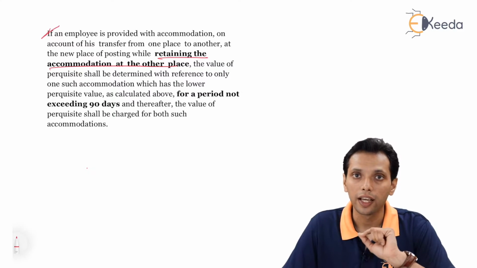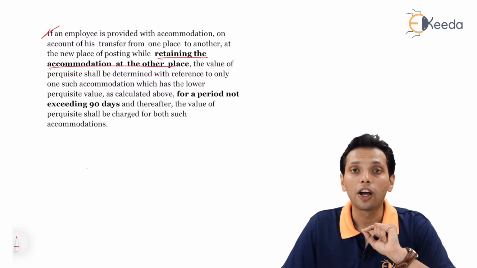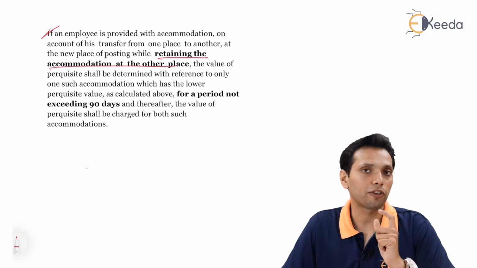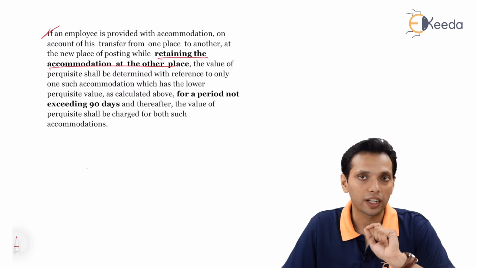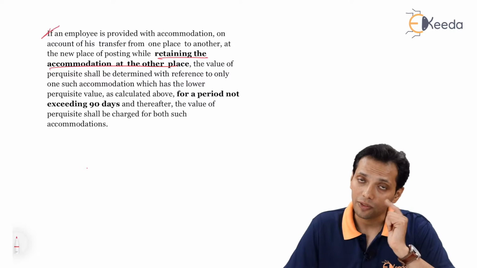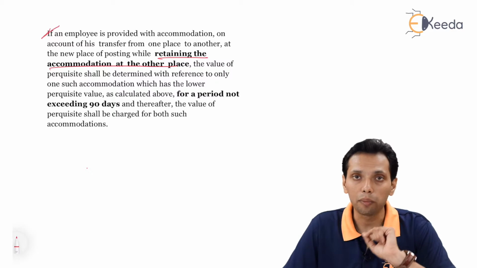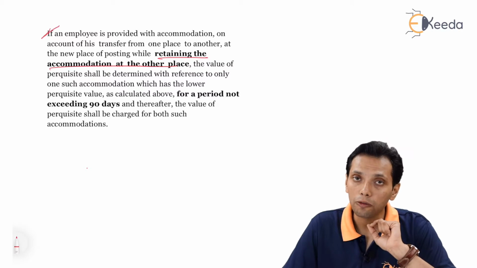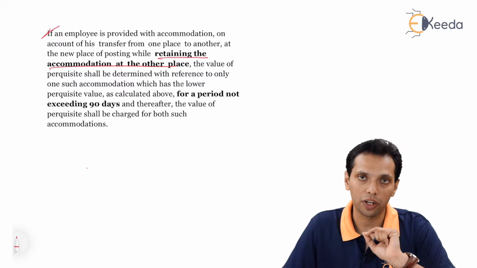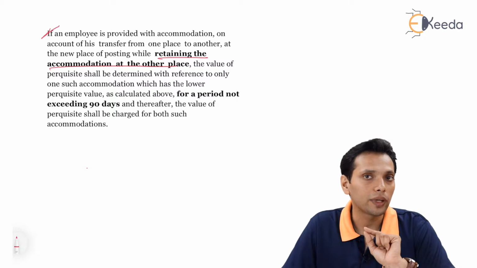In those cases, there is a relief of 90 days provided for calculating the perquisite value, wherein the perquisite value of the accommodation, whichever is more beneficial, is only considered for the first 90 days. So the employer has provided accommodation in Mumbai as well as in Chandigarh, and the Mumbai accommodation is retained by the employee. In those cases, the perquisite value of both accommodations won't be calculated for 90 days. Only one of the perquisite values will be calculated.